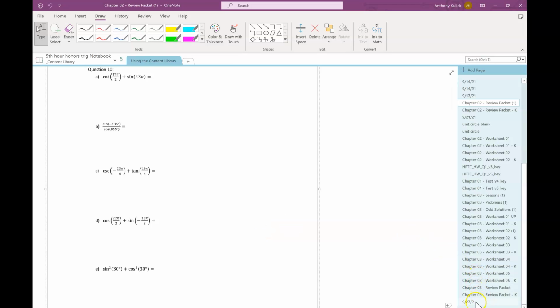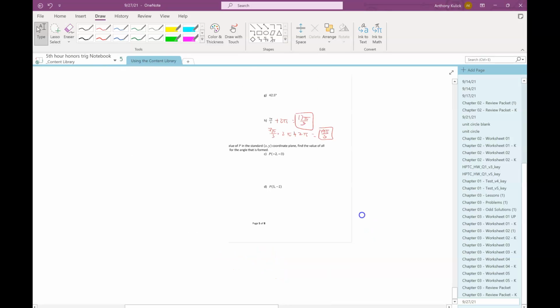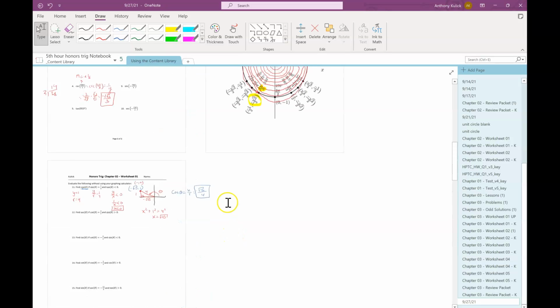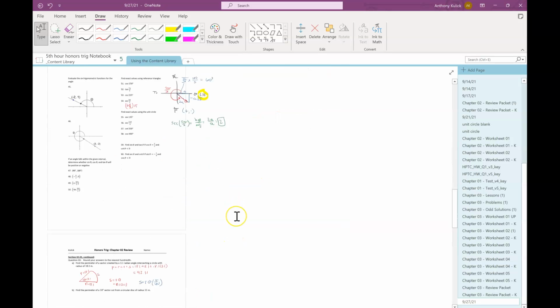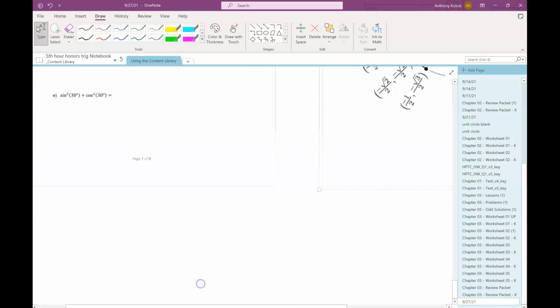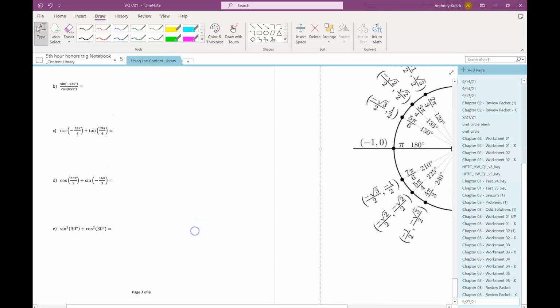Page 7. I'm going to need the unit circle for this, so let's go back and grab that. Okay, and which letter did you want again? C, you say? Okay. So my first order of business is going to be finding the things that are coterminal to negative 23 pi over 6 and positive 19 pi over 4.